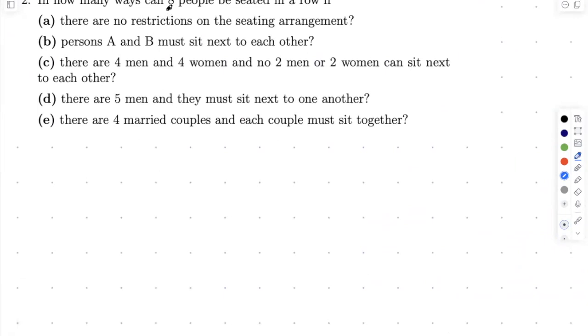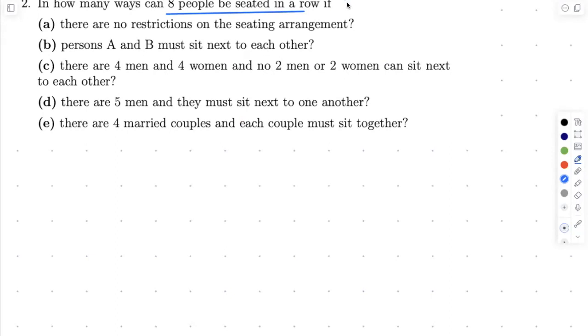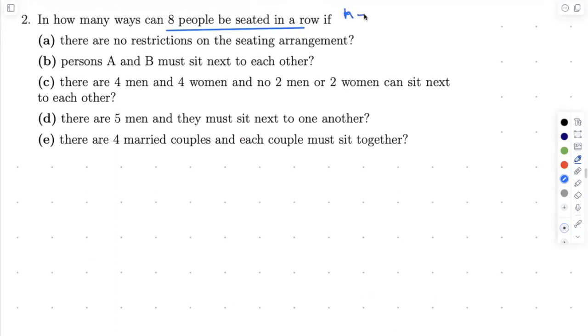In how many ways can 8 people be seated in a row? There are n equals 8 people. There is no restriction. If there is no restriction, the total arrangement is going to be out of 8. We need to take 8 in arrangement. It is going to be 8 factorial. You know the answer. Okay, it is not a big task for you.